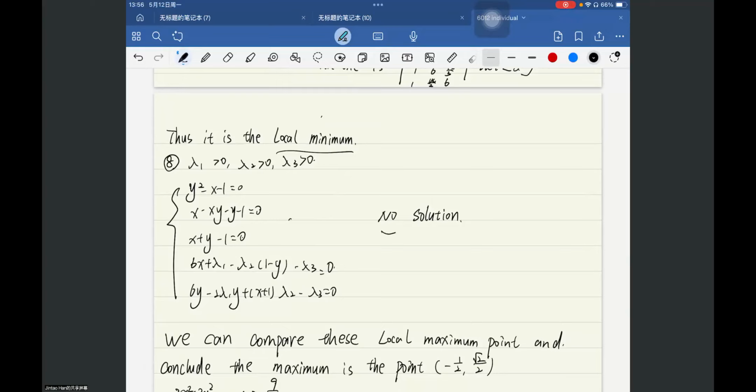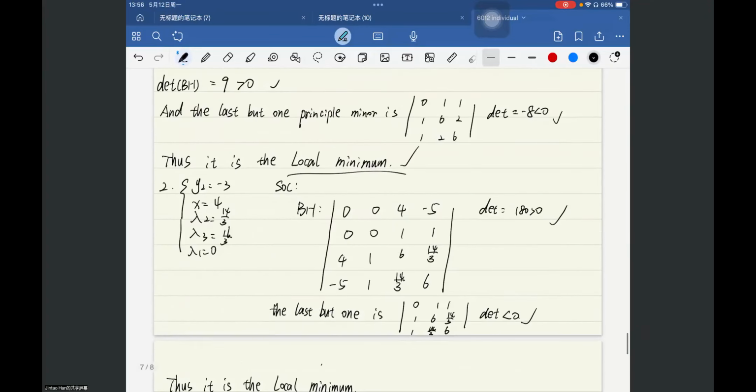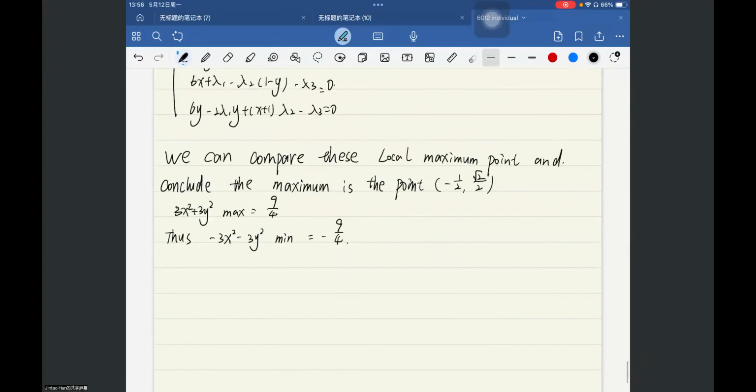So we can compare with this local maximum point and conclude the maximum. We can do it by calculation at the point -1/2 and root of 2/2, and we calculate the max is 9/4. Thus, we can get the minimum is -9/4. Yeah, that's all.